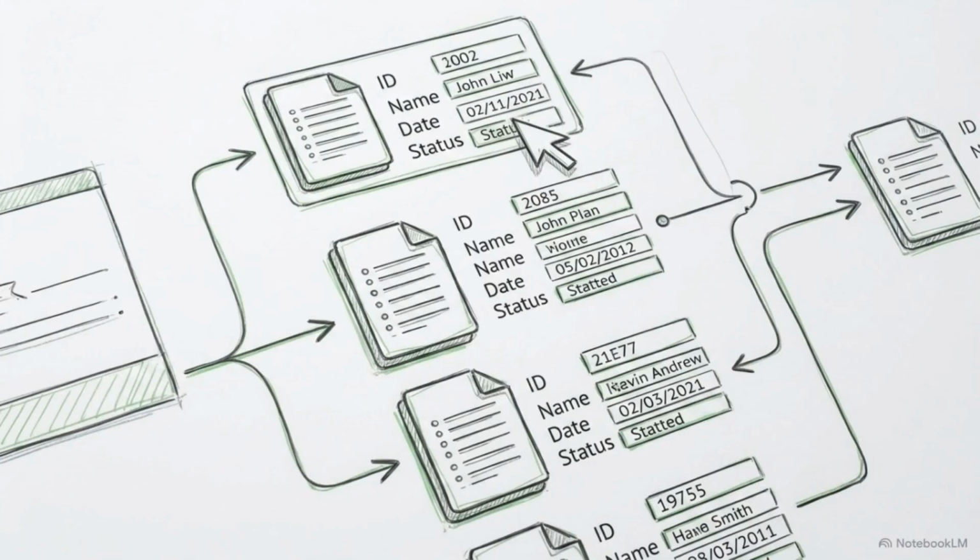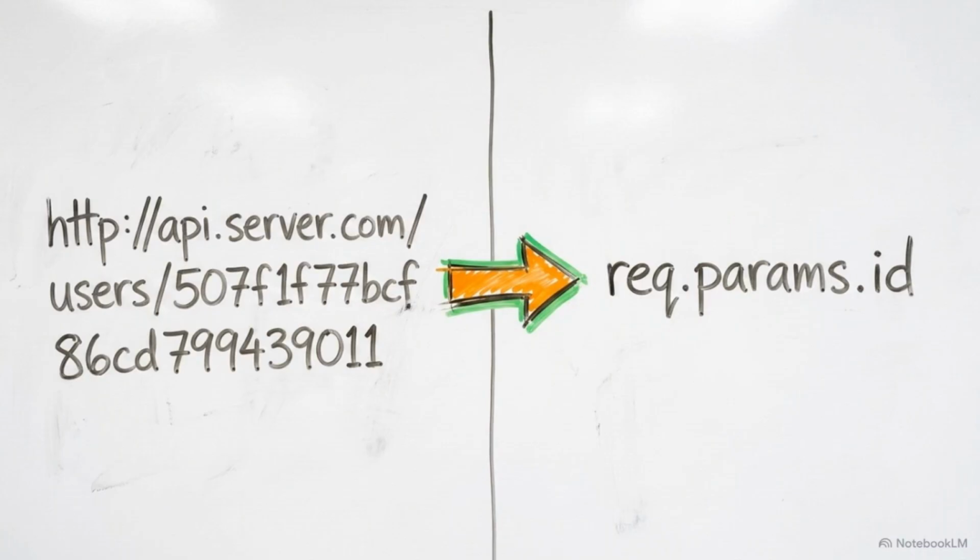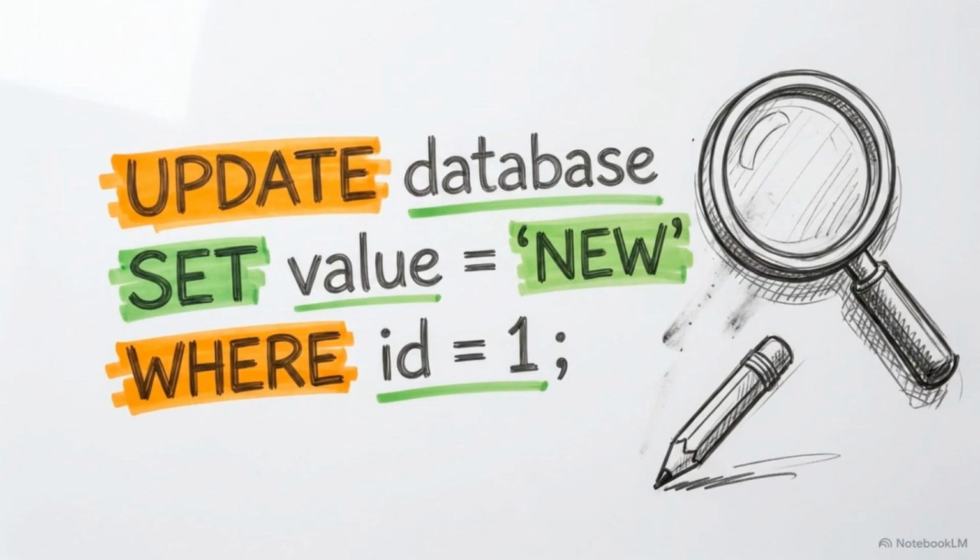Here is our database UI. Notice that MongoDB doesn't use simple numerical IDs like 1, 2, or 3. It assigns a complex auto-generated string called an ObjectId to every single document. Back in our code, we use req.params.id to extract that string straight from the URL. We feed that ID, along with our updated request body, into the findByIdAndUpdate method to apply our changes.